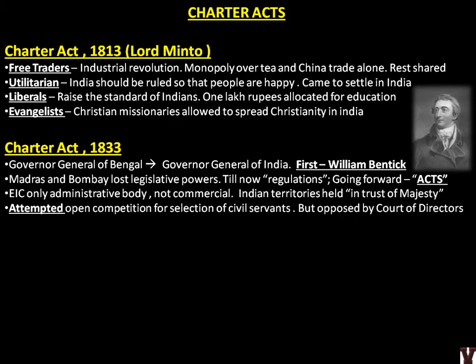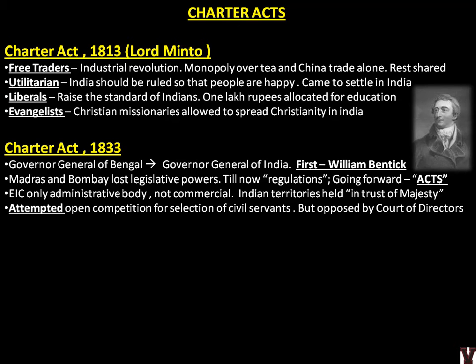Then we have evangelists. Evangelists, Christian missionaries. They were allowed to come to India and spread Christianity because they considered Christianity to be the best religion for the world. They did not like Islam also, and they did not like the Hindu rituals and blind faith. So this is what you basically need to know about Charter Act 1813. It is not mentioned in Spectrum. We have taken additional information.